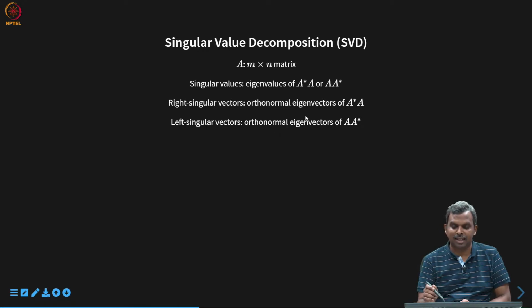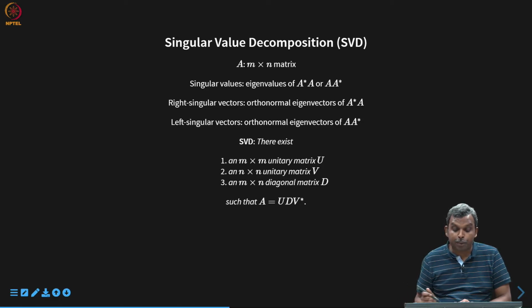Yeah, that's the setup, and the SVD is basically a decomposition of A into the product of three matrices. Okay, so SVD, singular value decomposition, basically states that there exists an M cross M unitary matrix U, an N cross N unitary matrix V, and an M cross N diagonal matrix D, such that A can be written as a product of three matrices: U, D, V star. Okay, so V star is the conjugate transpose or the inverse of V, and then you have D, and then you have U.